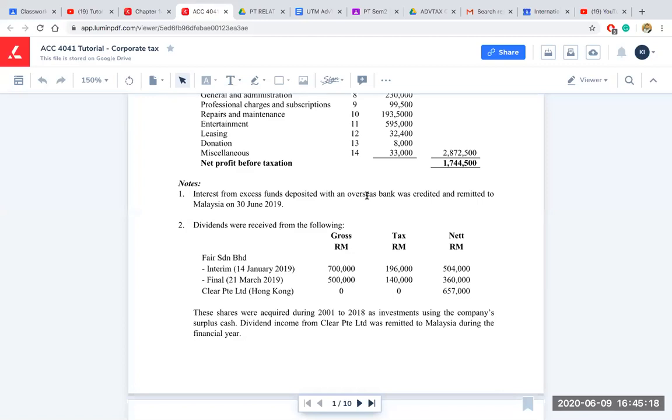Then you have your 4C dividend. Right? Dividend from interim. Then you have your final. So what you put here? Nak letak apa ni kat sini? Exempted kot. Again? Banyak figure tu. Pilih-pilih. Nak pilih yang mana? Dividend from Fair Sdn Bhd, interim and final. Ada dua. So nak letak apa ni? Final.